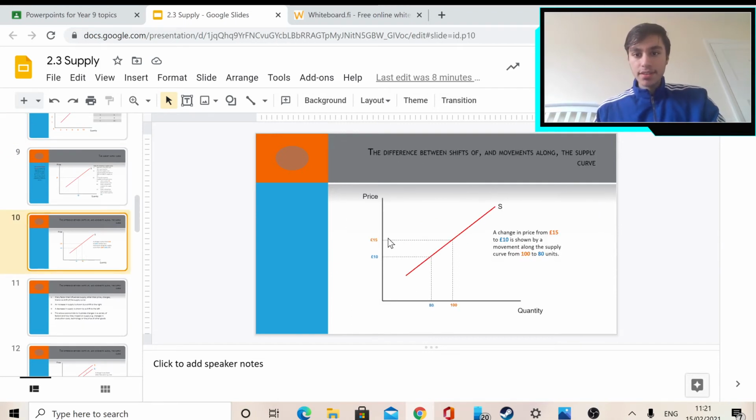Yeah, right. So well, if you see here, this was a contraction in the supply, because when it was 15, the supply was more, then it went to 10, so supply was less. So this is a contraction. If it was 20, then there would be an extension in supply. So this is a movement along the supply curve, not a shift.